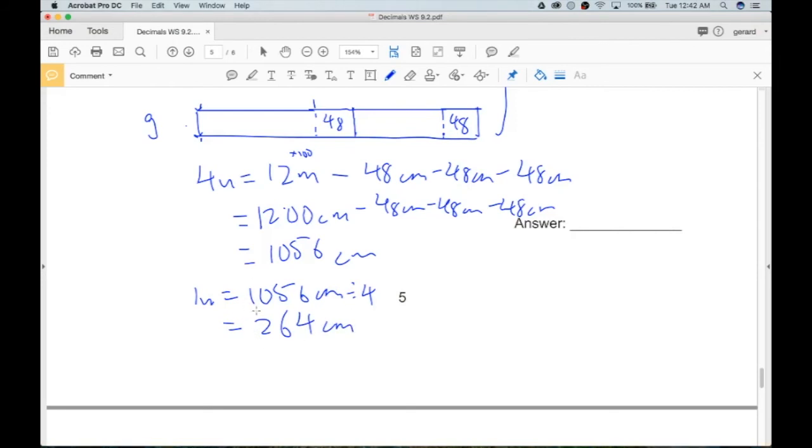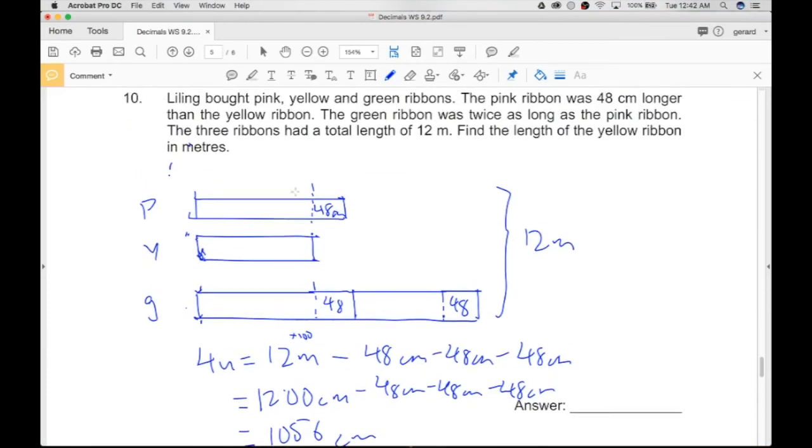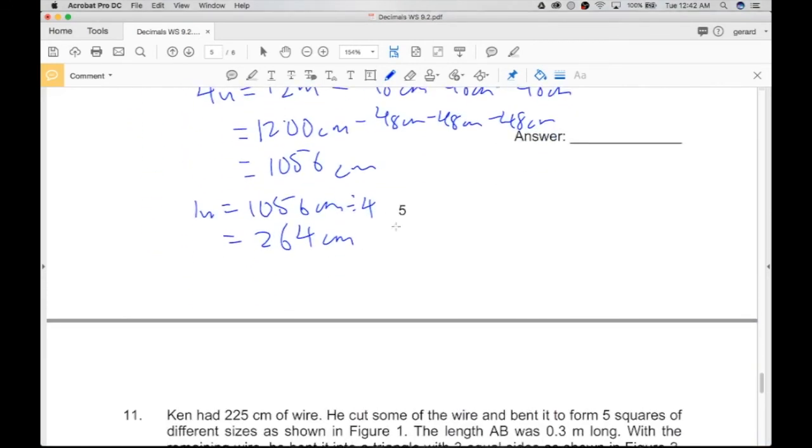Now this is just the yellow ribbon, and don't forget the question specifically said, find the length in meters. So we just have to convert this back to meters. Alright, cm to meters is 100, so this one you have to divide by 100, so you get 2.64 meters. This should be your answer.